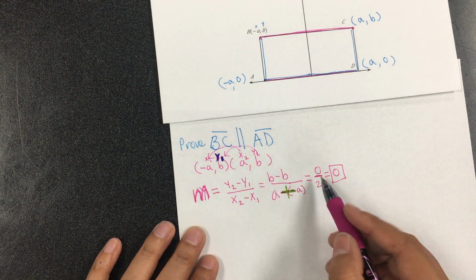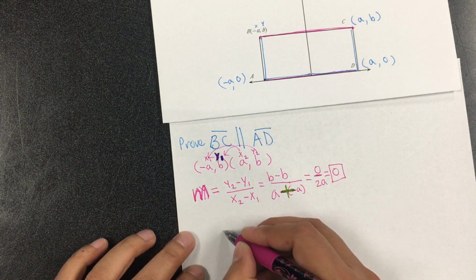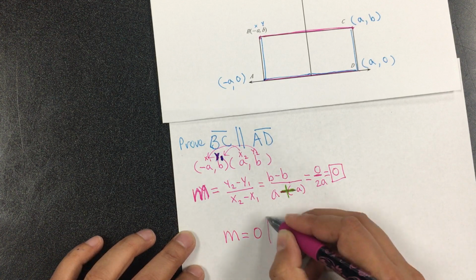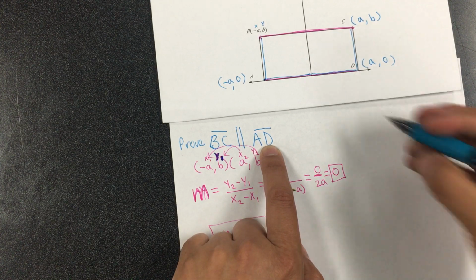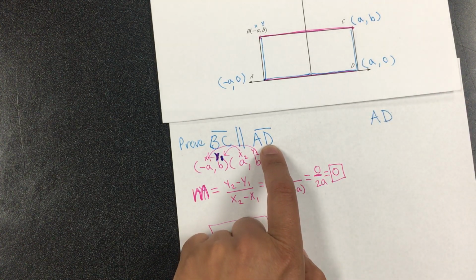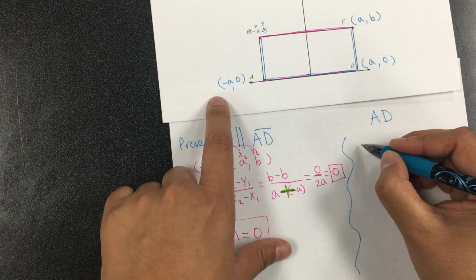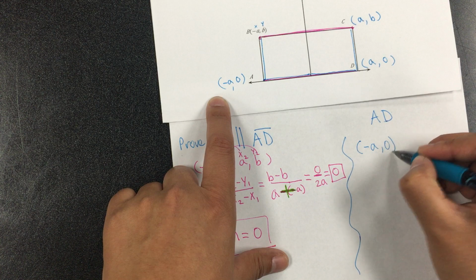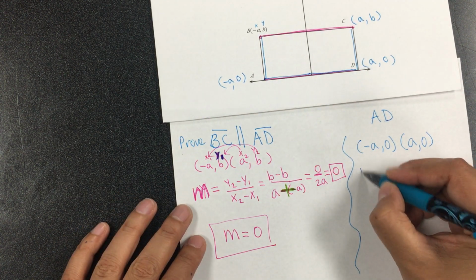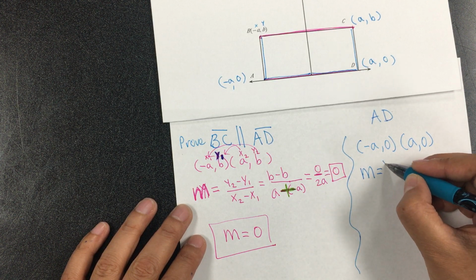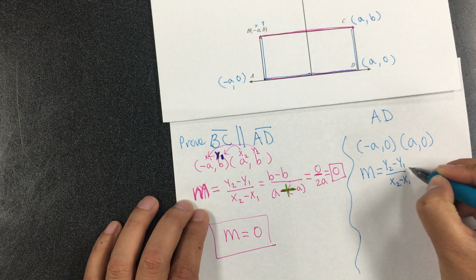Okay, so that's my slope. My slope for BC is 0. Okay, now let's look at AD. For AD, the points are, and let me use blue now, A is negative a, 0, and D is a, 0. So my slope is equal to, again, y2 minus y1 over x2 minus x1.